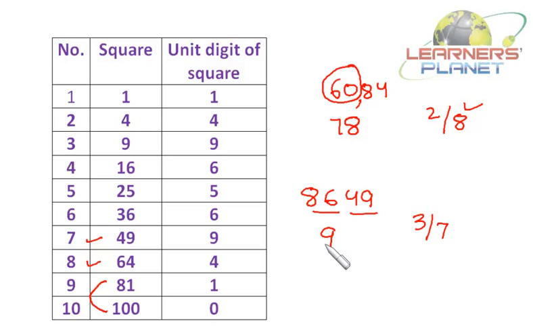Let me multiply 9 by its next number, that is 10. 9 tens are 90, but 86 is less than 90, so we'll be choosing the smaller number, that is 3. So the square root of 8649 is 93.